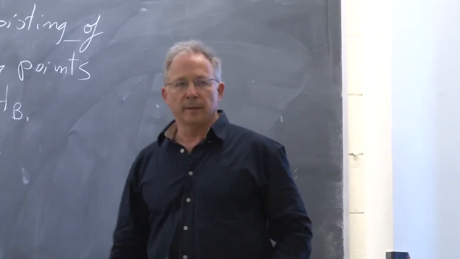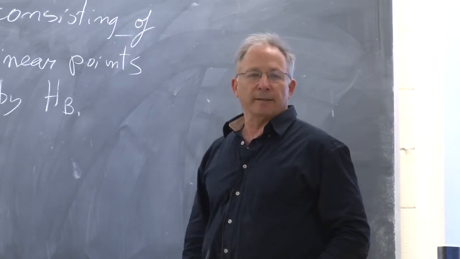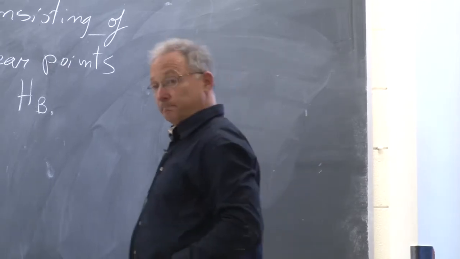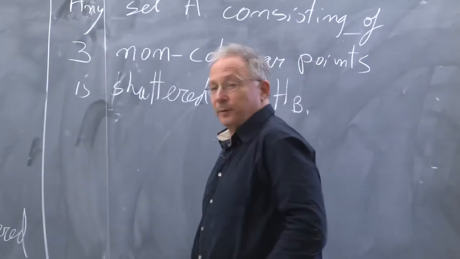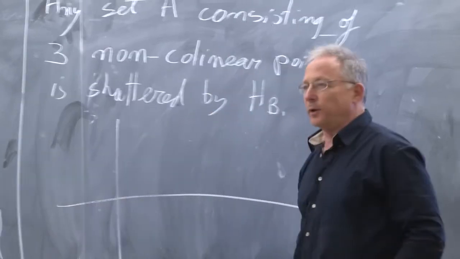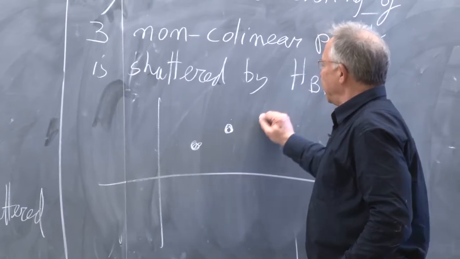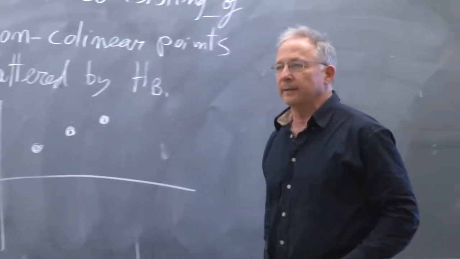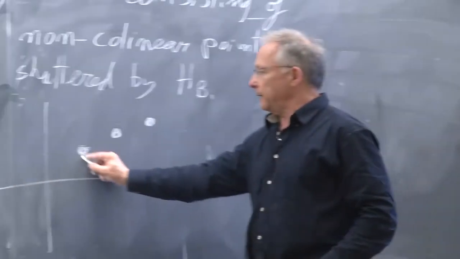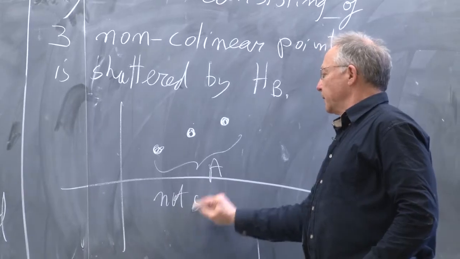Okay? Can you give me an example of 3 points that are not shattered by the set of balls? Yes? Right. They don't even have to be equally spaced. On the other hand, if I pick 3 points which are collinear, if I pick my set A to consist of 3 points like this, I claim that it is not shattered. So this A is not shattered by H balls.